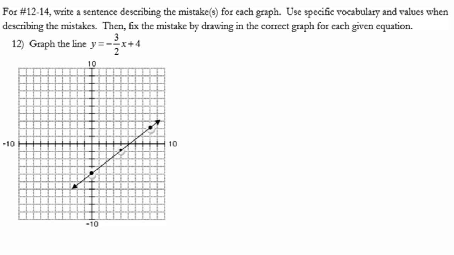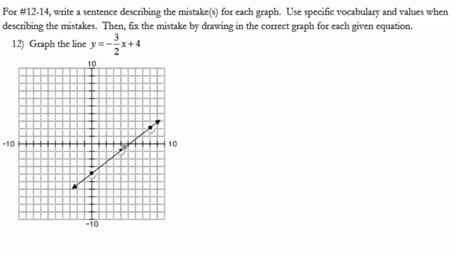So if we look at the equation, we see it's in slope-intercept form. It's saying our slope should be -3/2, going down 3 and to the right 2, and our y-intercept should be at (0, 4). If I look at my graph, my y-intercept is at (0, -4), and I'm going up 1, 2, 3, and to the right 1, 2, 3, 4. So there's an error in both the slope and the y-intercept.